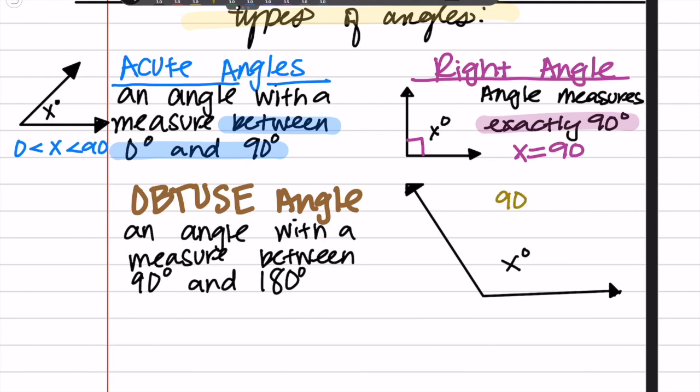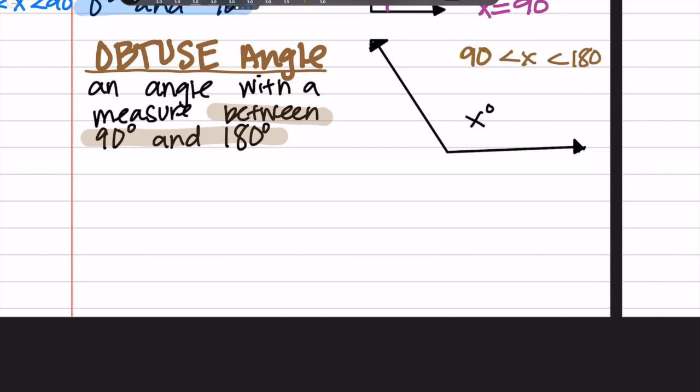We're going to put our X degrees there, and it means that X has to be between 90 and 180, which means X is greater than 90 but less than 180. The only thing that is 90 degrees will be classified as a right angle. Not acute, not obtuse, just right. Kind of like Goldilocks.